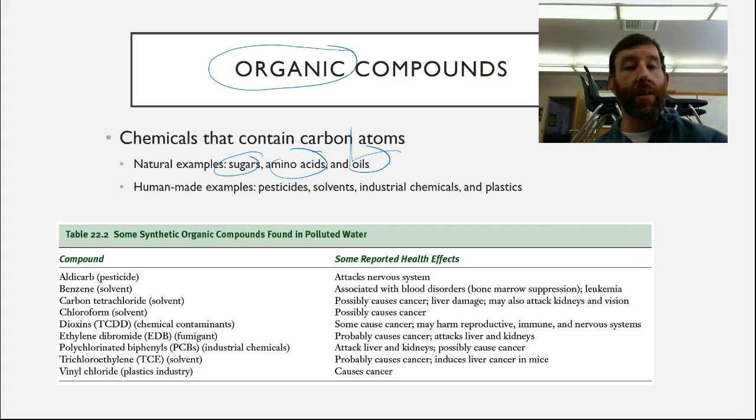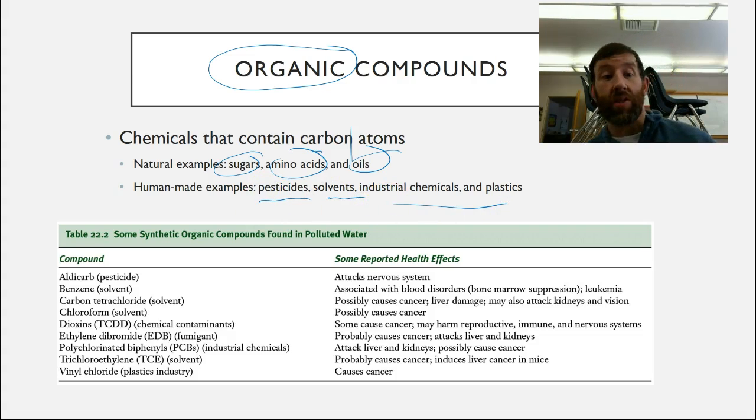All biomass is technically organic or carbon-based. All right? Other types of organic compounds that are synthetic, though, would be many of our pesticides and solvents and industrial chemicals, plastics, right? So these are organic compounds that are synthesized in a lab and do not occur naturally.